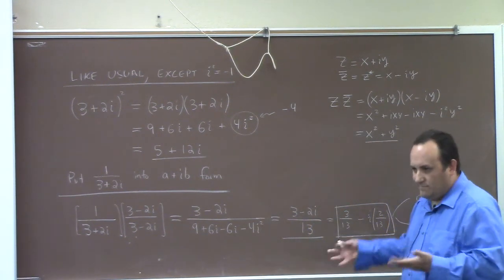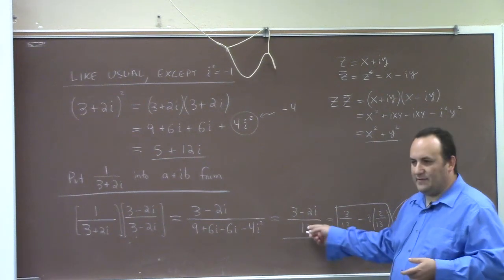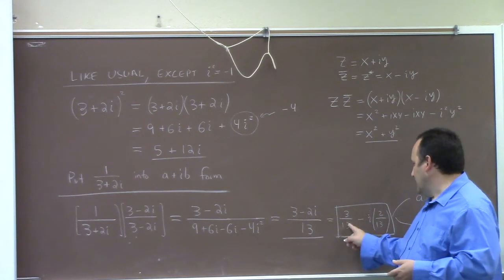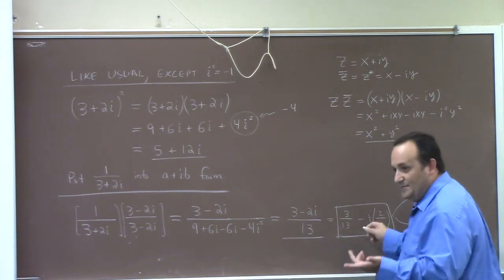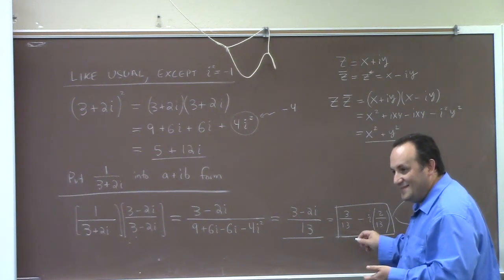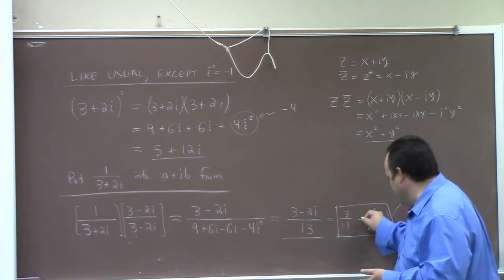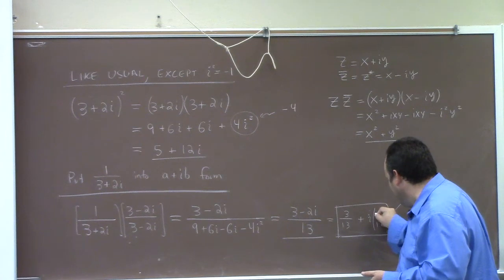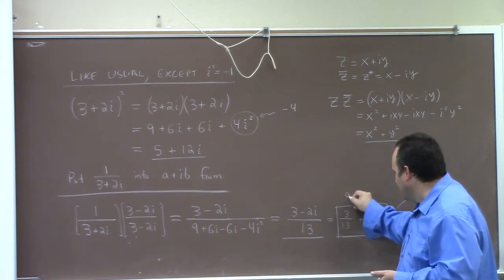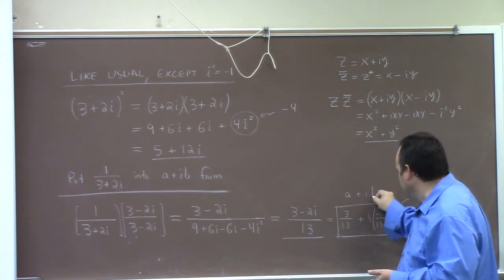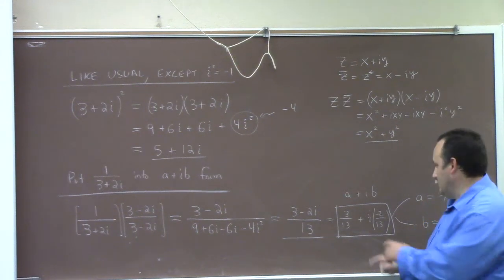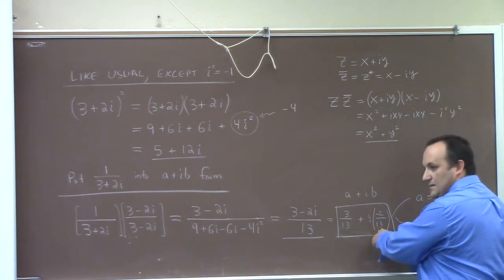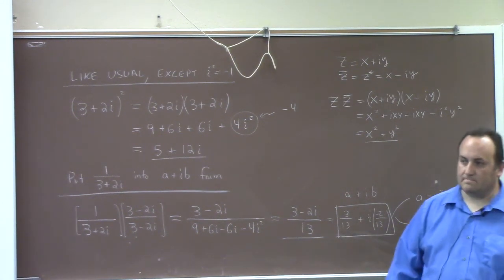Technically speaking, this isn't quite a plus ib, right? Okay, fine. To be really picky, what should I do? I should make that a plus and put the minus in here, to make it the pattern a plus i times b. To be picky, a plus i times b. That's the pattern.